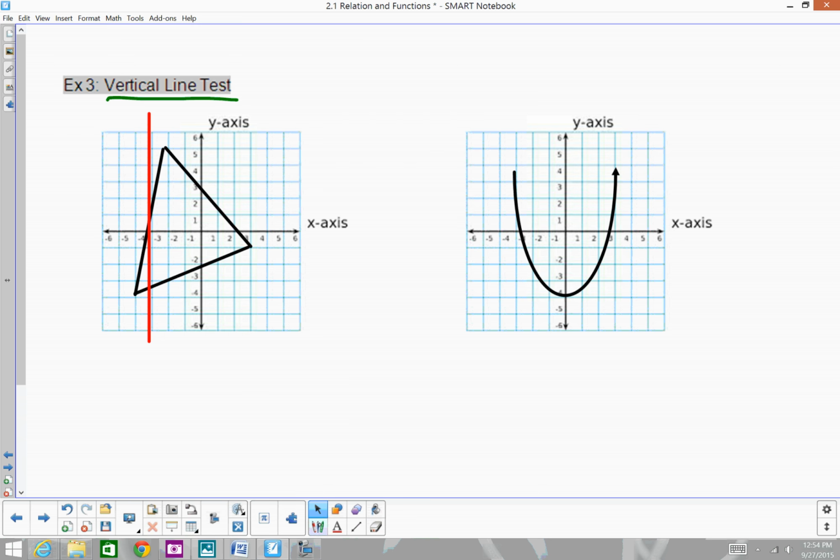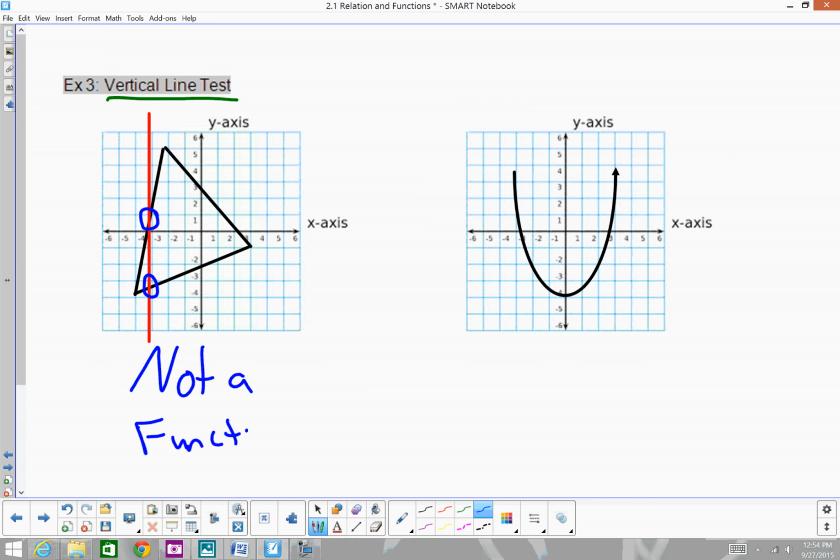And if at any point this vertical line touches your graph more than once, then it is not a function. So in this case, where does your vertical line touch your graph? It touches it there, and it touches it there. Okay? So like I just said, if it touches more than once, it is not a function. So how many does it touch? 1 and 2. So this is not a function. Okay. Good.